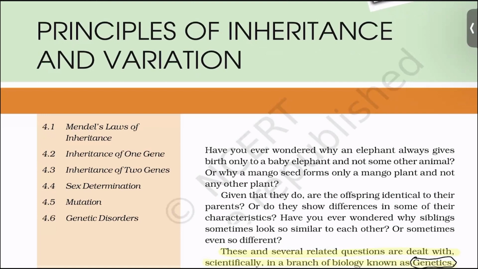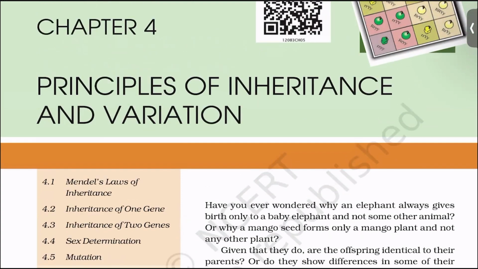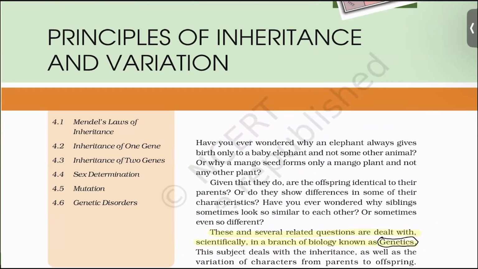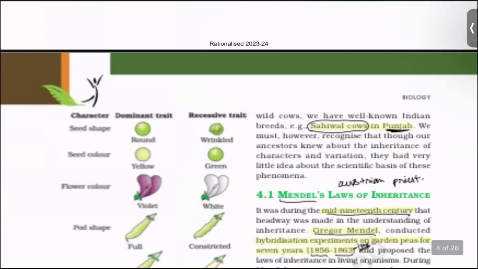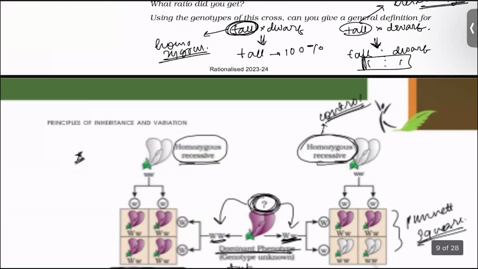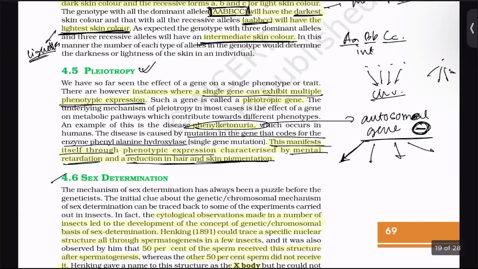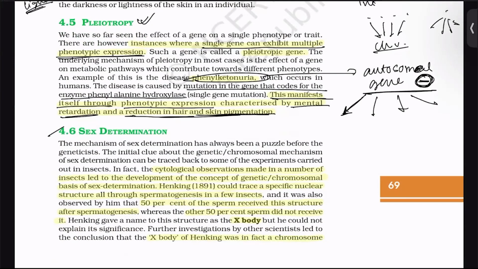Last time we were continuing with the chapter Principles of Inheritance and Variation, which was chapter number 4, and it dealt with Mendelian laws of inheritance and other laws of inheritance. We were at 4.5 pleiotropy. We finished pleiotropy. So today we'll start from 4.6 sex determination.